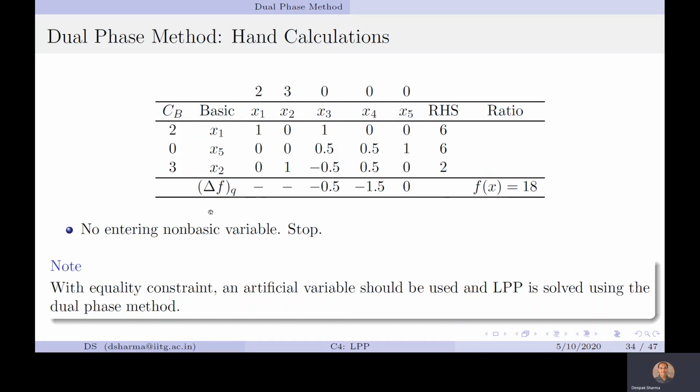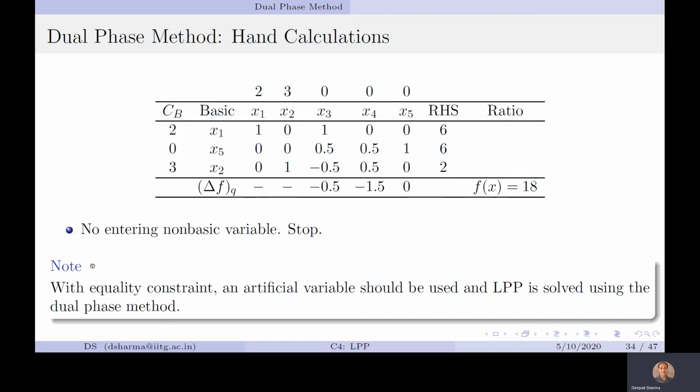Now, use the optimality condition in the last row for all non-basic variables. You will realize that there is nothing which is positive. This means we should stop. Now, what is the solution? Look at the column corresponding to basic and the column corresponding to RHS. So the value of X1 is 6, X5 is 6, X2 is 2. What is the objective function value? Look at the CB column and RHS column. 2 multiplied by 6 plus 0 multiplied by 6 plus 3 multiplied by 2 is 18. So this is going to be our optimum solution.